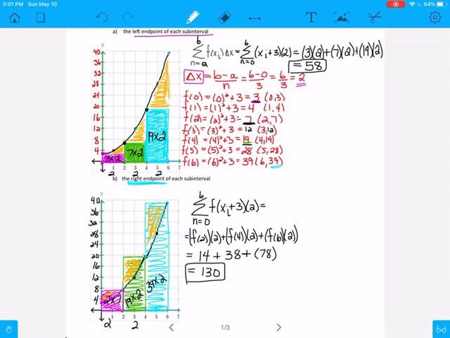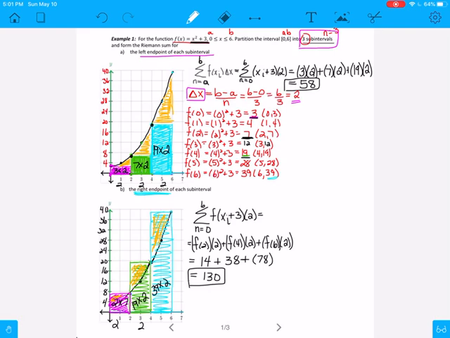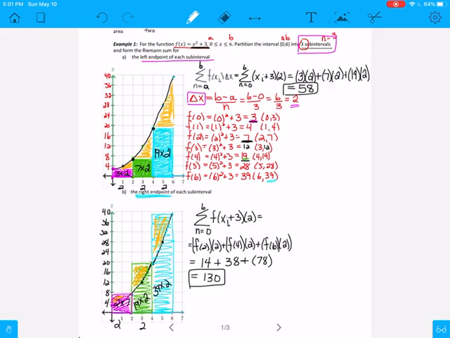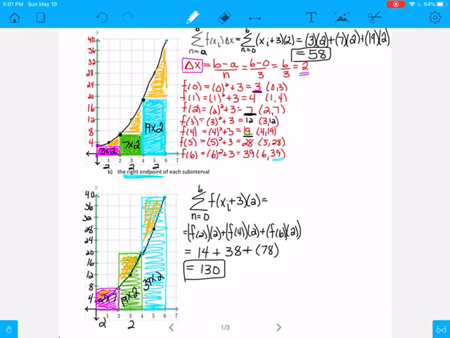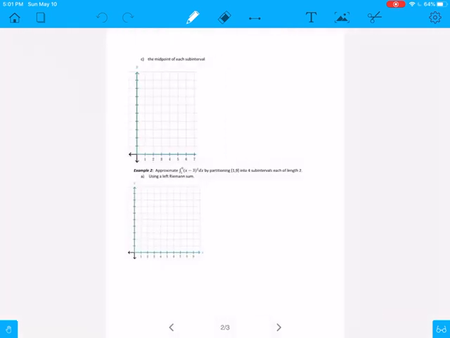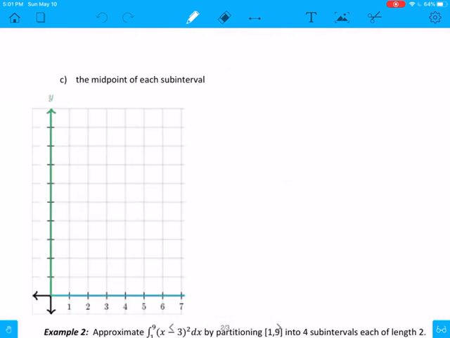So then they said, well, in this example, the left endpoints didn't give me enough. And in this example, the right endpoints gave me too much. They said, well, what if we take the midpoints of those intervals? So we're going to go to the next page. So we want to take the midpoint of each subinterval.